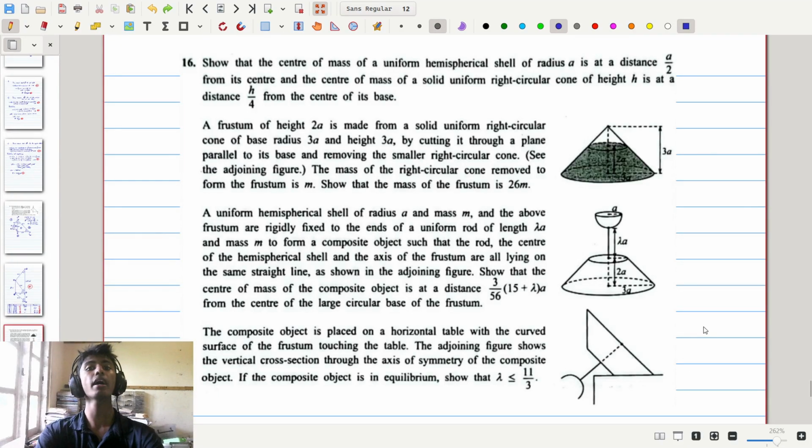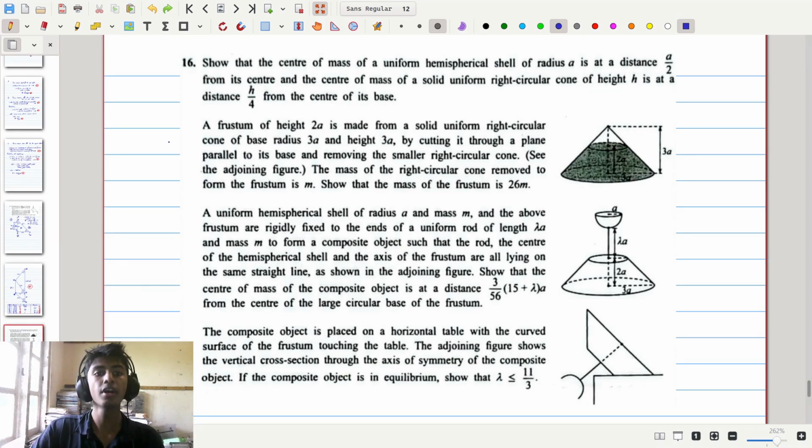2025 A-Level Combined Mathematics Paper 2 Part B question number 16. This question has to do with center of mass. The question says, show that the center of mass of a uniform hemispherical shell of radius a is at a distance of a over 2 from its center, and the center of mass of a solid uniform right circular cone of height h is at a distance of h over 4 from the center of its base.